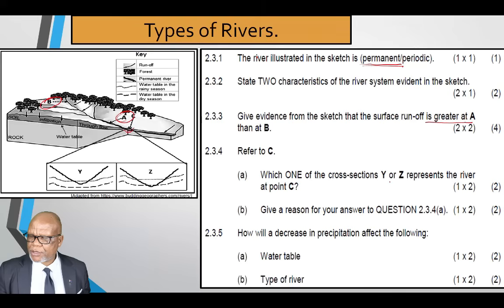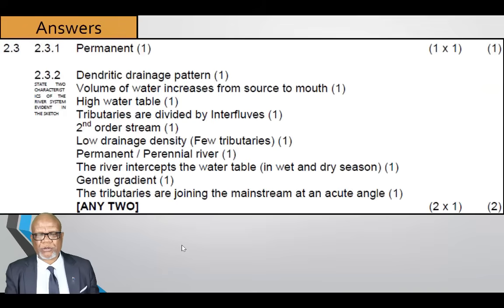Which one of the cross sections, Y or Z, represents the river at point C? Is it this one, Z, or is it Y that represents the river at C? And then give reasons for your answer. How will a decrease in precipitation affect the following: water table or type of river? Now, let's look at this. We said the river is permanent.